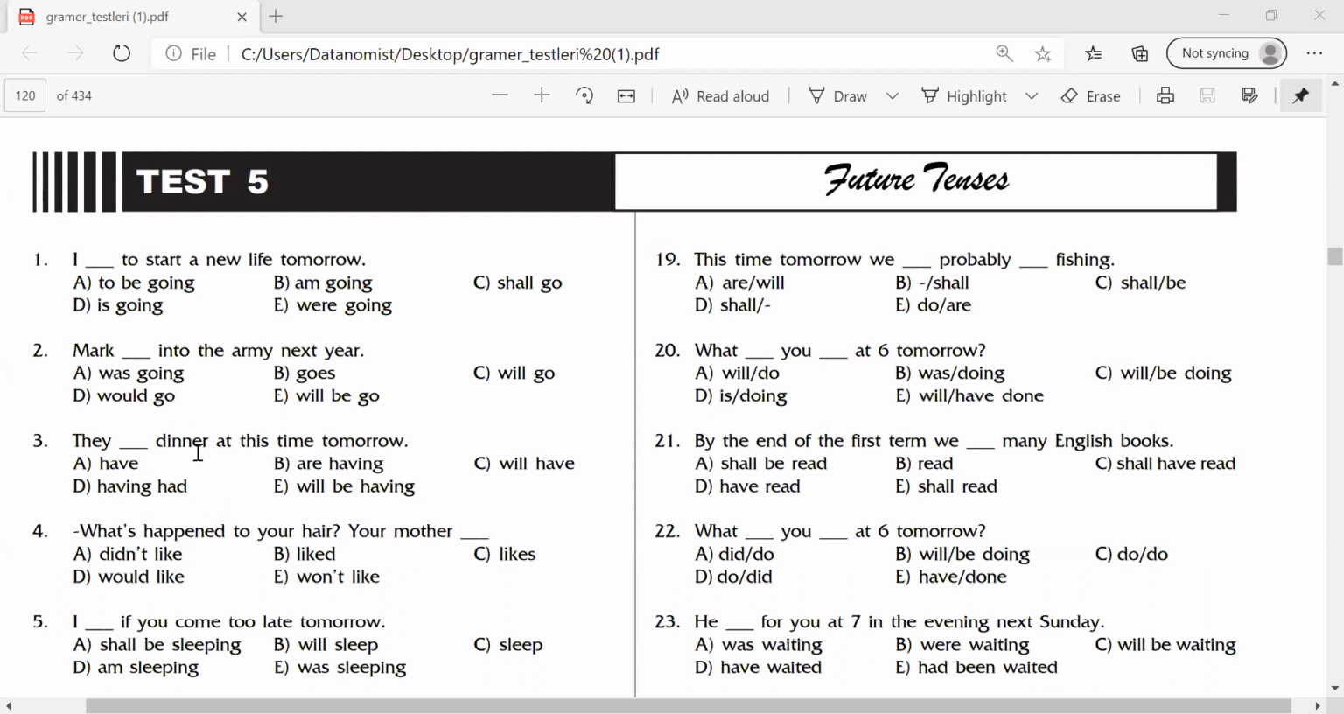Okay. They dash dinner at this time tomorrow. They dash dinner at this time tomorrow. Exact point of time in future. This time, maybe 3:40 tomorrow. That's what he is trying to say. So what is your answer? They dash dinner at this time tomorrow. Future. Okay. Yeah, you're right. Will be having. Very good.